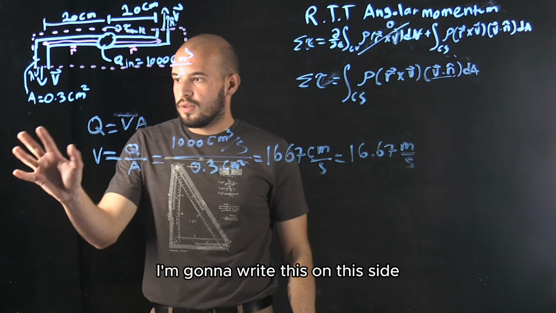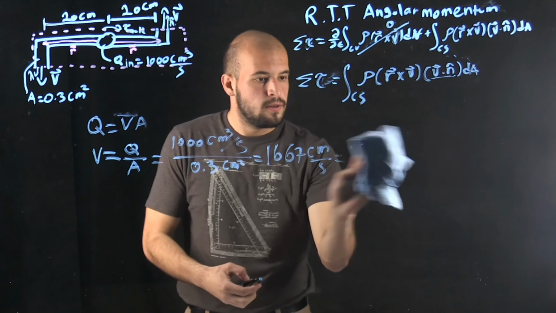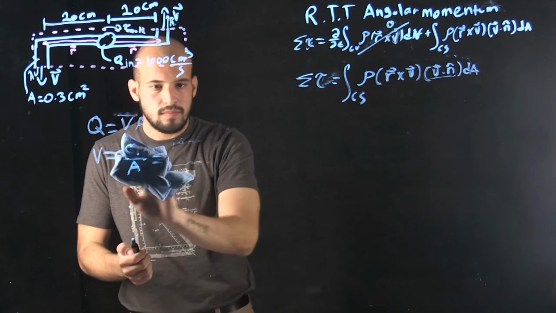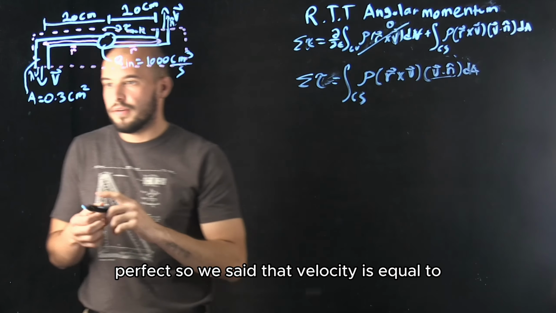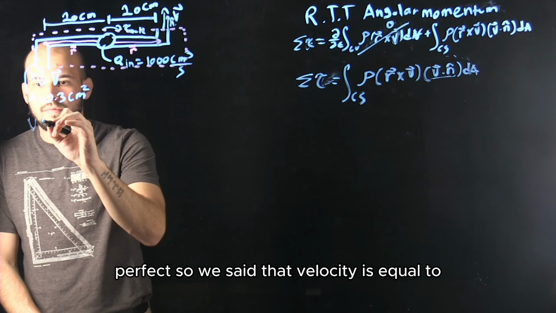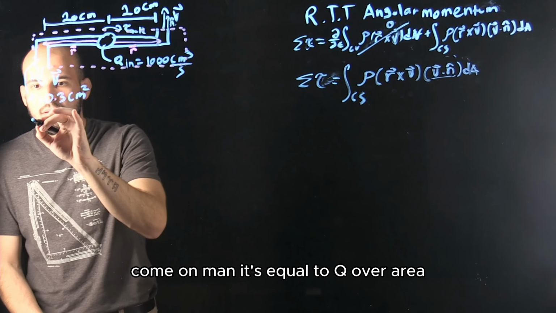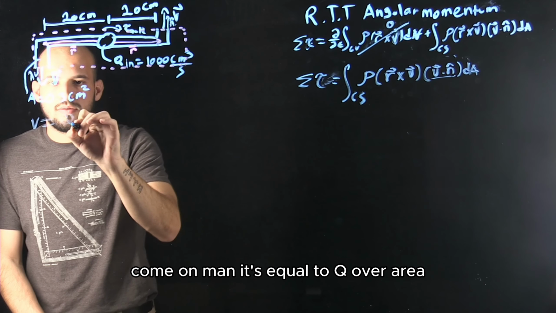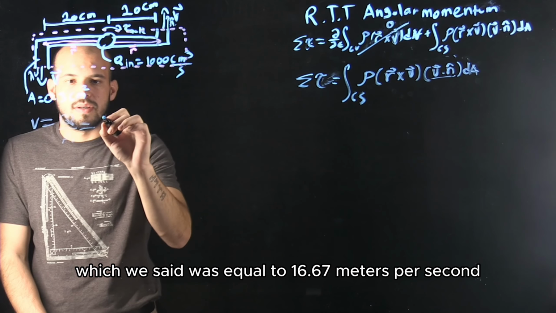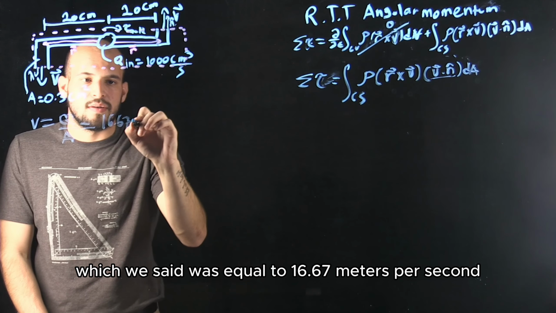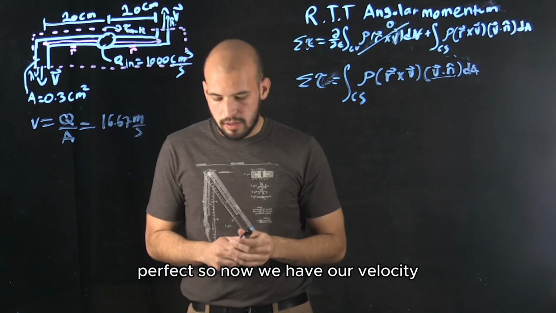I'm going to write this on this side so we can use this part of the board. Perfect. So we said that velocity is equal to Q over area, which we said is equal to 16.67 meters per second. Perfect. So now we have our velocity.